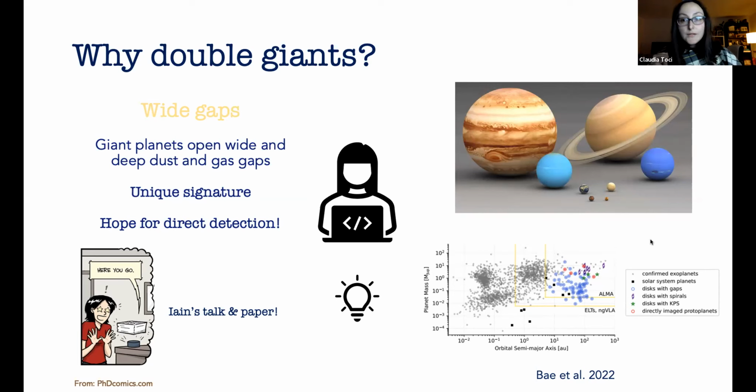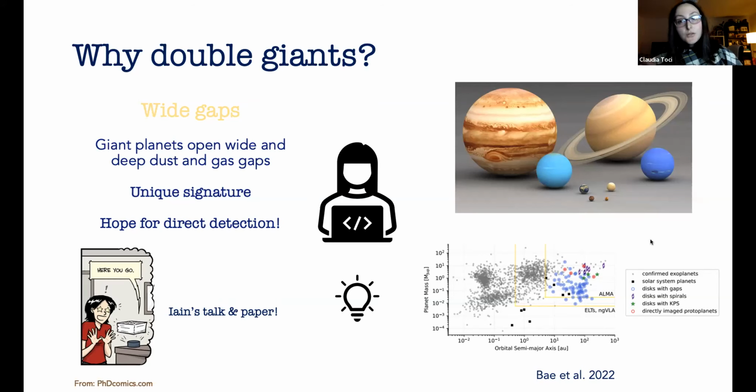And if there is a very wide and open gap, we can also try to see directly the presence of the giant planets embedded in the disk. And yesterday, Ian showed one example of a source in which we are actually doing our best, and maybe we did. We tried to identify a protoplanet embedded in the disk, still accreting.